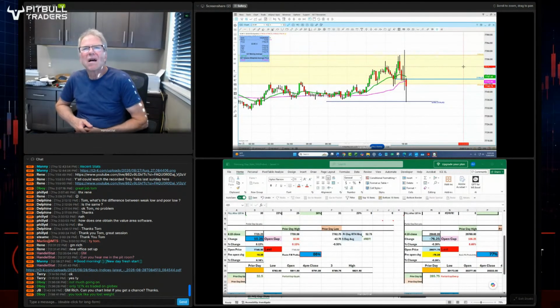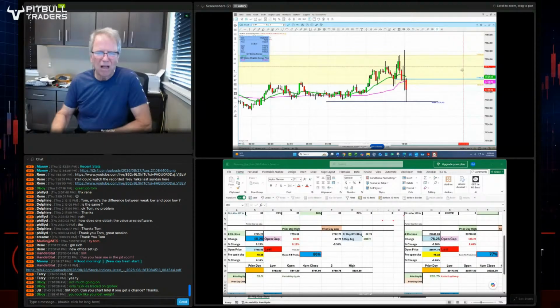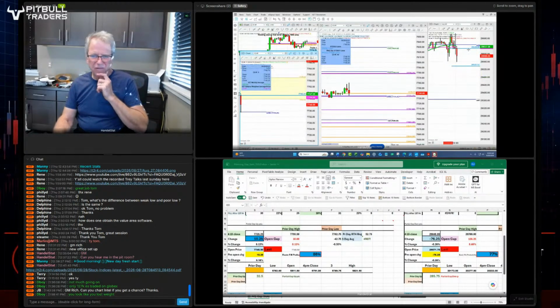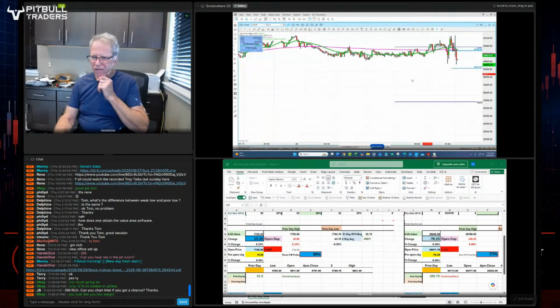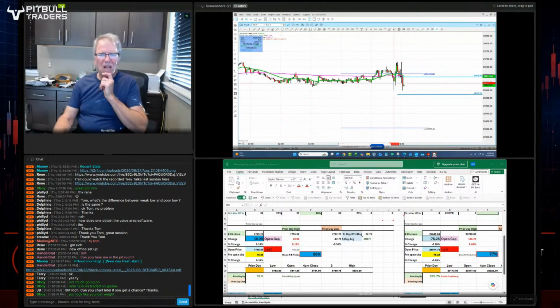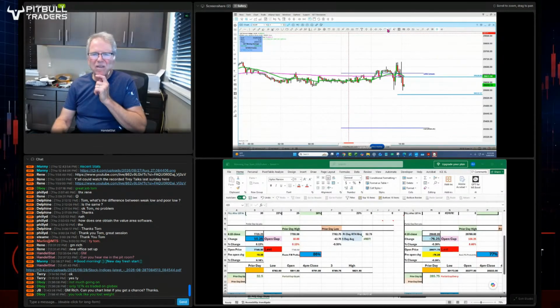But I still think it's going to expand to the downside more. That's what it's looking like here. Further expansion downside. So the NAS is going to be the same thing. The NAS, same thing.